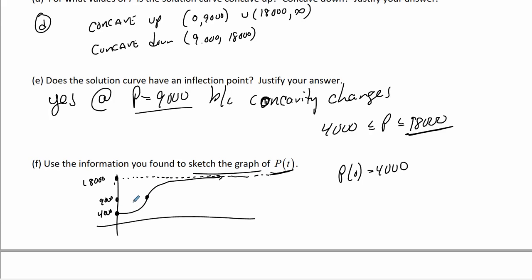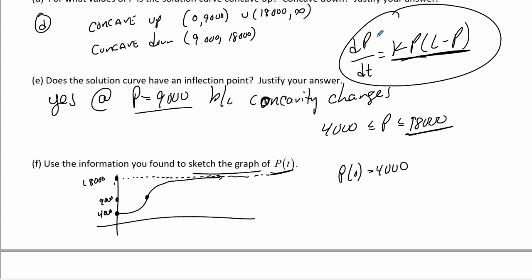And so this is concave up, concave down. You met all the requirements. That problem is done. This problem is not a hard problem, but you've got to make sure we get it in that form first: Kp times L minus P. If we can get it in this form, dP over dt, then we are going to be all set, because everything stems from there.